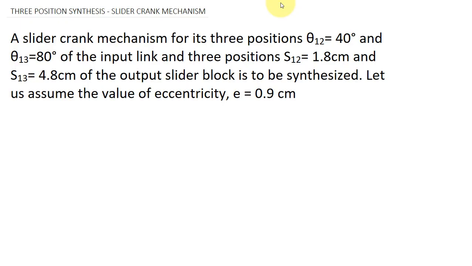So today we are going to discuss the three position synthesis of a slider crank mechanism. So the question is, a slider crank mechanism for its three positions theta 12 is equal to 40 degree and theta 13 is equal to 80 degree of the input link, and three positions S12 is equal to 1.8 centimeter and S13 is equal to 4.8 centimeter of the output slider block. Let us assume the value of eccentricity E is equal to 0.9 centimeter.